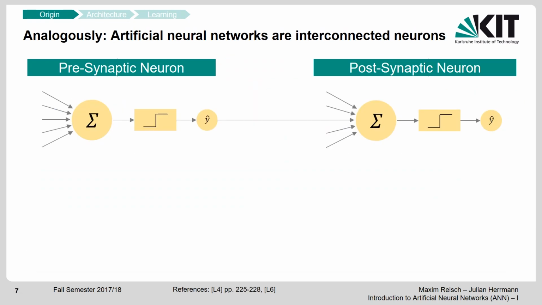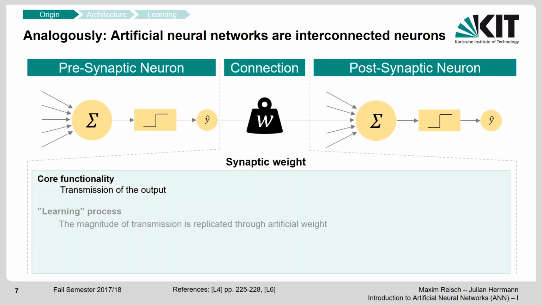This connection can also be found in artificial neural networks. The connection between two neurons is equipped with a synaptic weight. And so the magnitude of signal transmission or amplification is replicated through an artificial weight. The larger the weight, the more influential the corresponding input is.